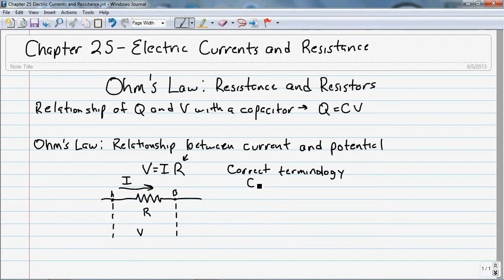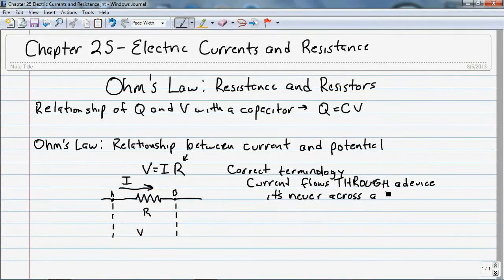is current flows, I'm going to capitalize it, through a device. It's never across a device. So current always flows through. That's the correct terminology. We should always say current is flowing through a device.